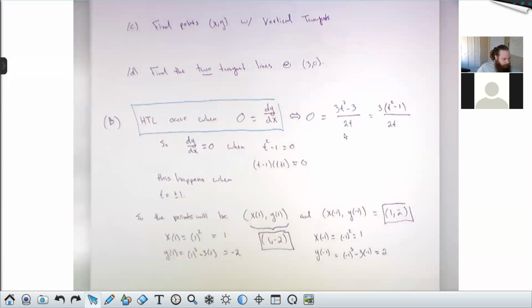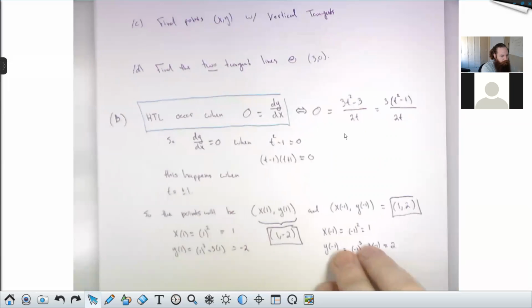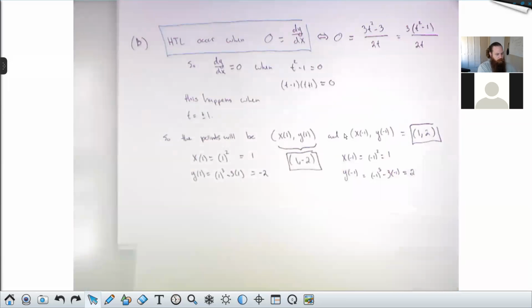All right. Vertical tangents. Think back, use your Calc 1 brains. How do we find vertical tangents? Where do they come from?